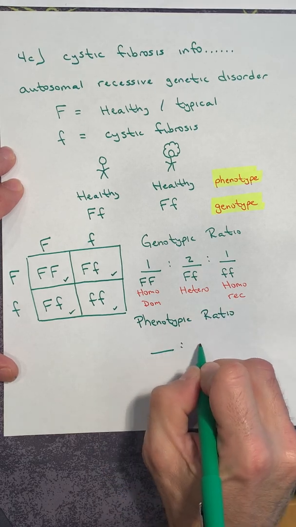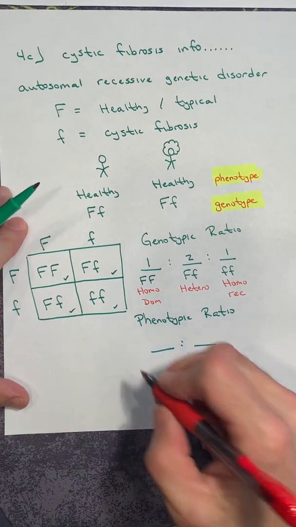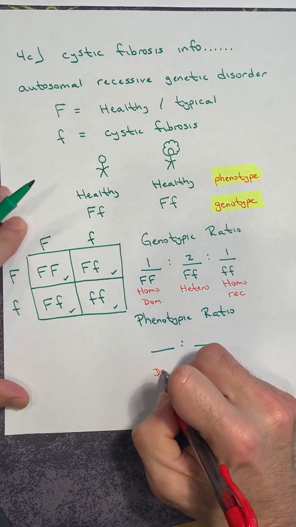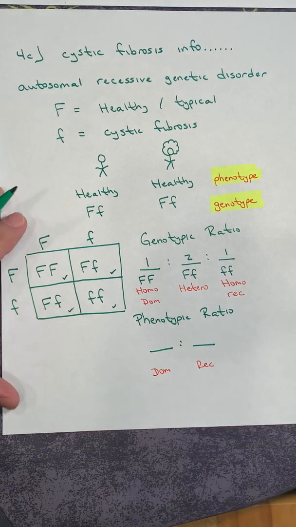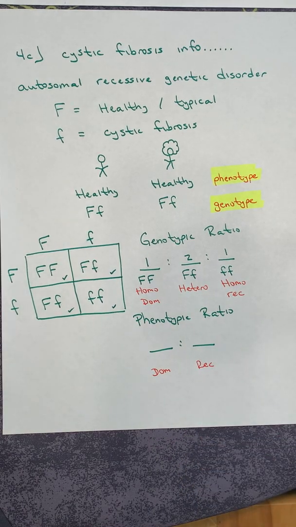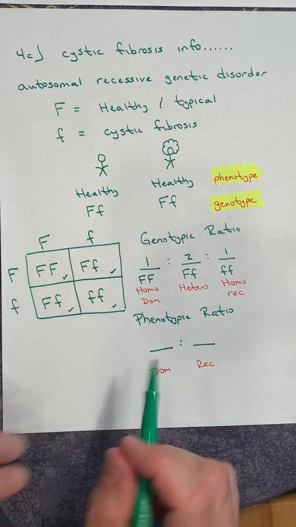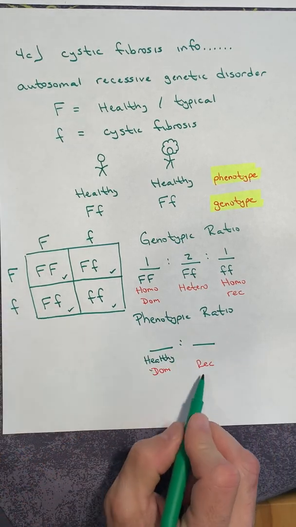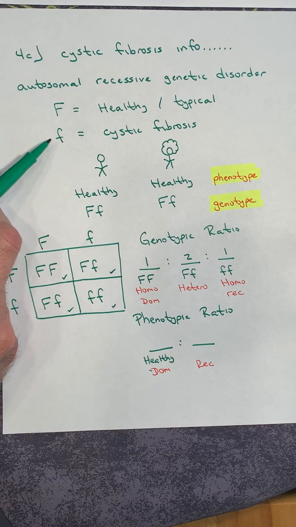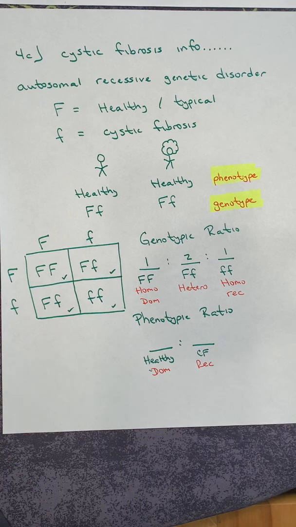Then phenotypic ratio. You have two possible phenotypes, okay? Your dominant phenotype always goes first, and your recessive phenotype always goes second, always. You say, well, how do I know which one's which? You go back up to your alleles. Here's your dominant allele. The dominant allele causes a healthy offspring, while your recessive phenotype is someone who is sick with cystic fibrosis.